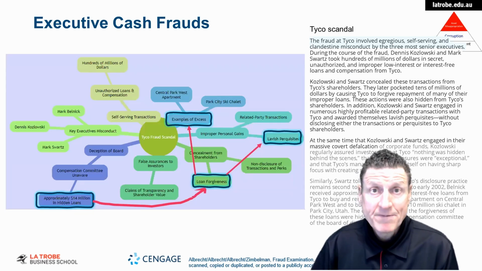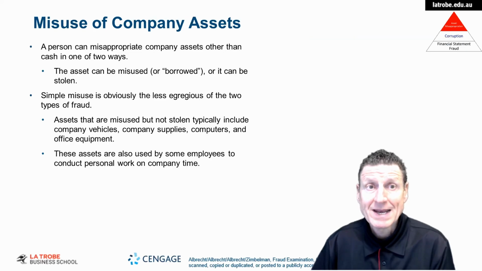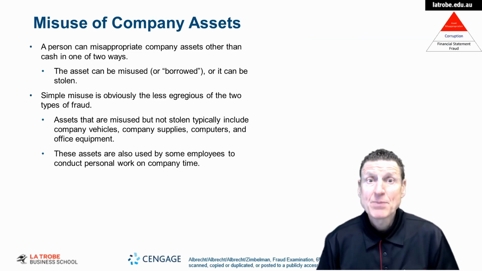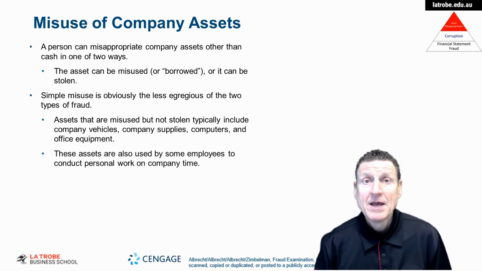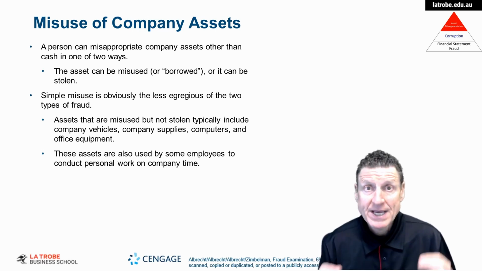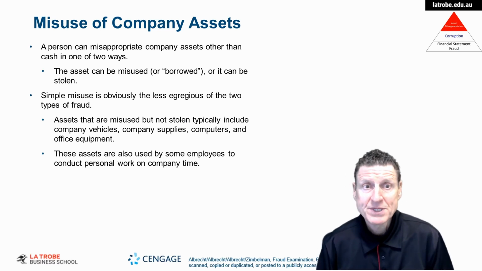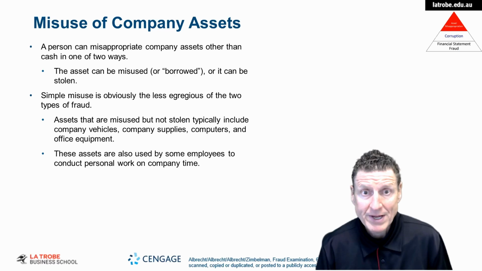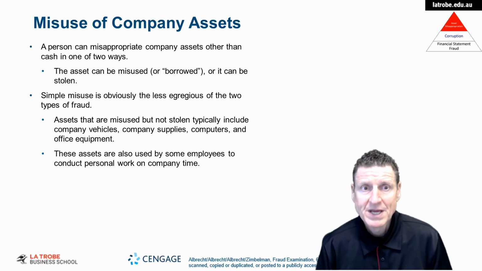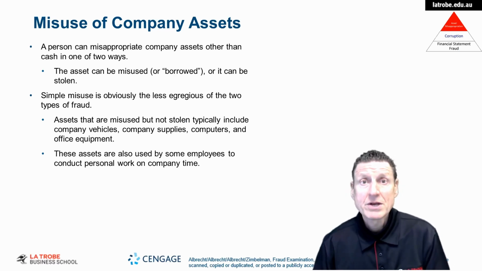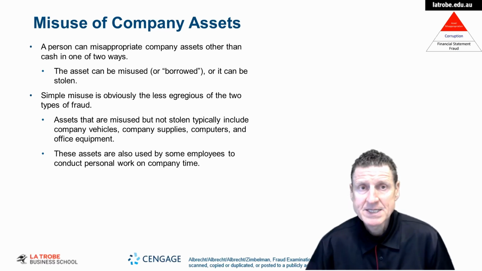I want to finish up this first section of asset misappropriation, and that is by looking at how people can misappropriate company assets other than cash. And there are two ways. The first way is by misusing company assets. That is, you use the car for your personal purposes without the employer knowing. You use a computer, you use company supplies for your own personal purposes to conduct your personal work on company time. That is one way of misusing the company's assets.